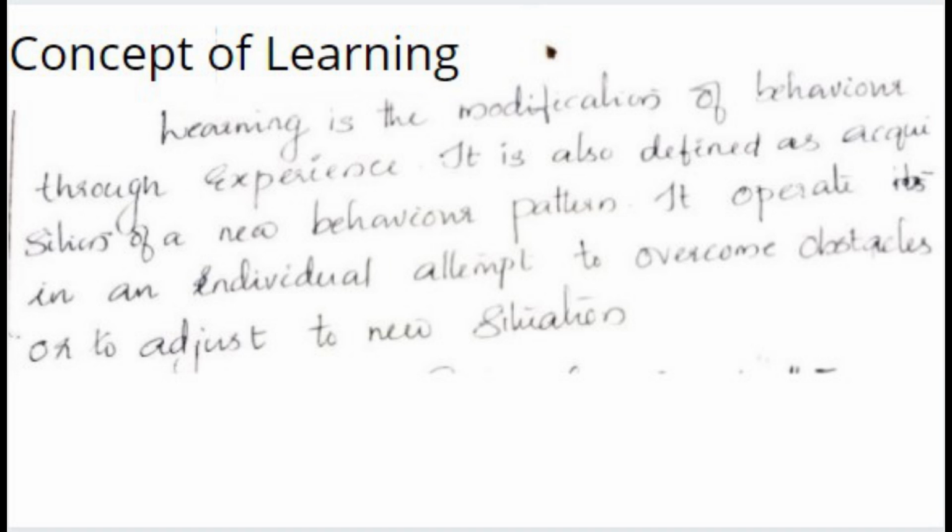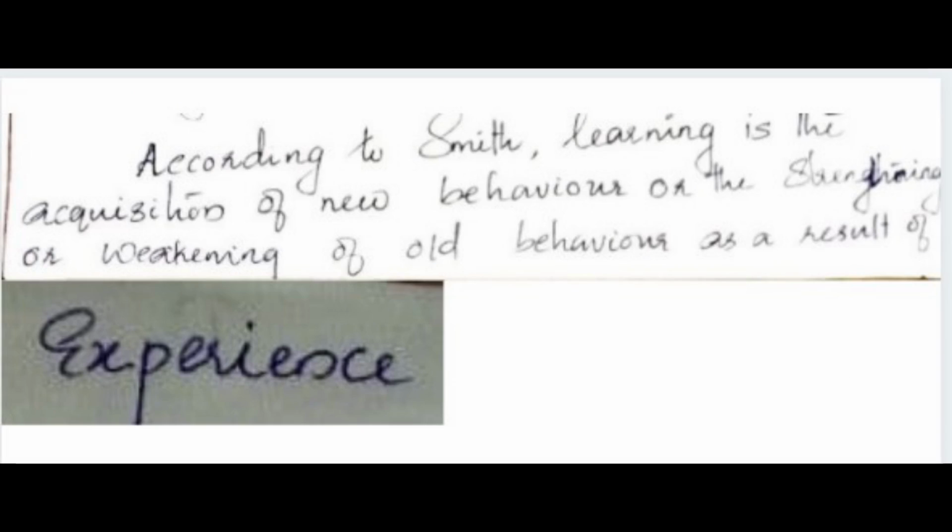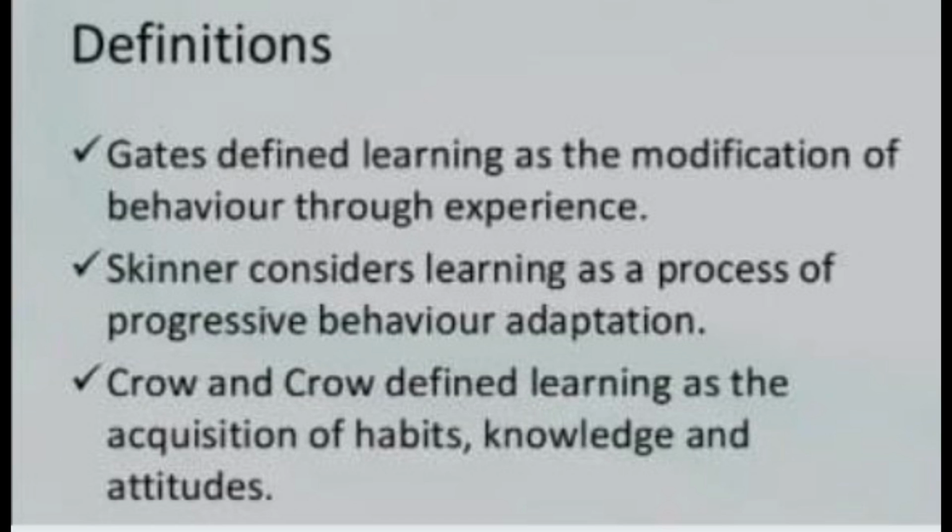Concept of learning. Learning is the modification of behavior through experience. It is also defined as the acquisition of new behavioral patterns. It operates in an individual's attempt to overcome obstacles or to adjust to new situations. According to Smith, learning is the acquisition of new behavior or the strengthening or weakening of old behavior as a result of experience. Gates define learning as the modification of behavior through experience.